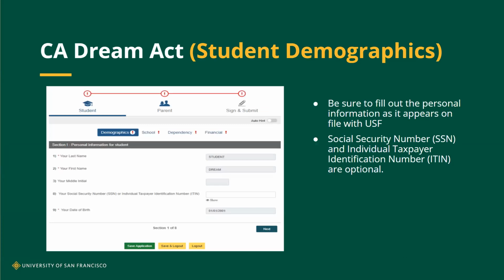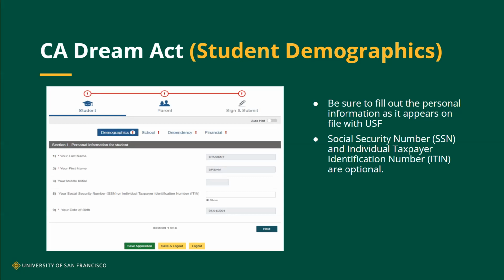And the California DREAM Act mimics a little bit of what the FAFSA does. So it does have a student demographics section, a parent demographics section, and then financial information for both the students and the parents. So you want to make sure that you fill out your application the same way it was filled out when you applied to USF and what your current USF information is.